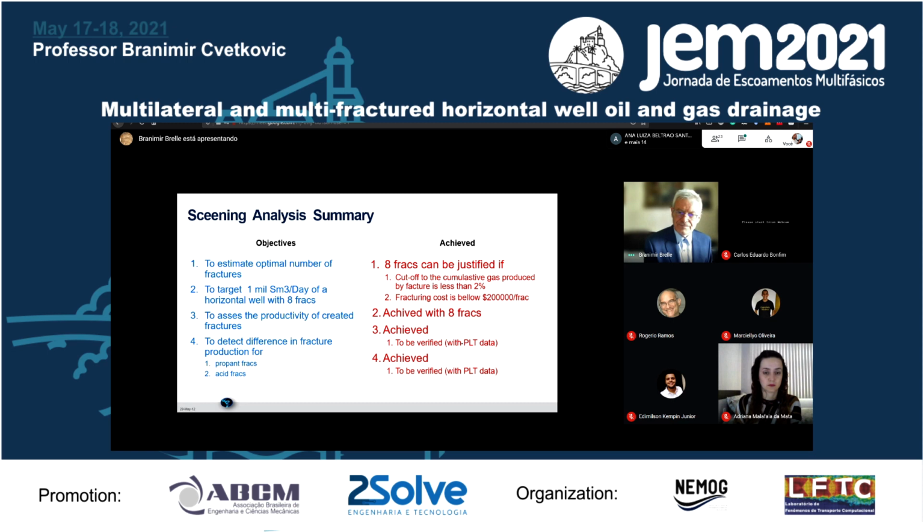I have to estimate the optimal number of fractures. I have to target that the production is 1 million cubic meters. I have also 8 fracs. And to assess the productivity of creating fractures, I have to demonstrate that. And I have to detect the difference in fracture production for propped fracs and for acid.